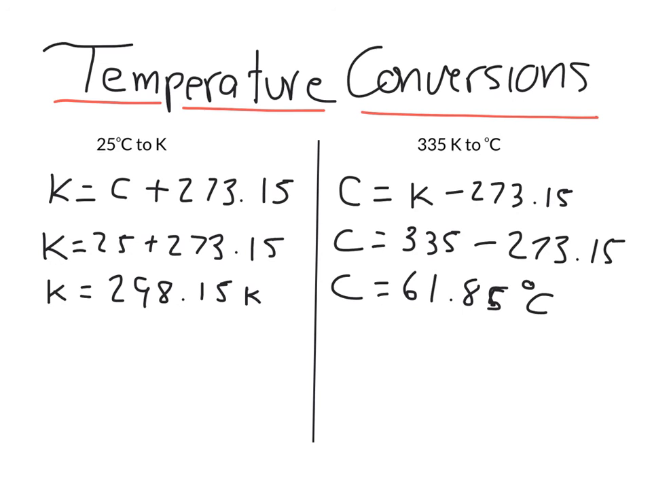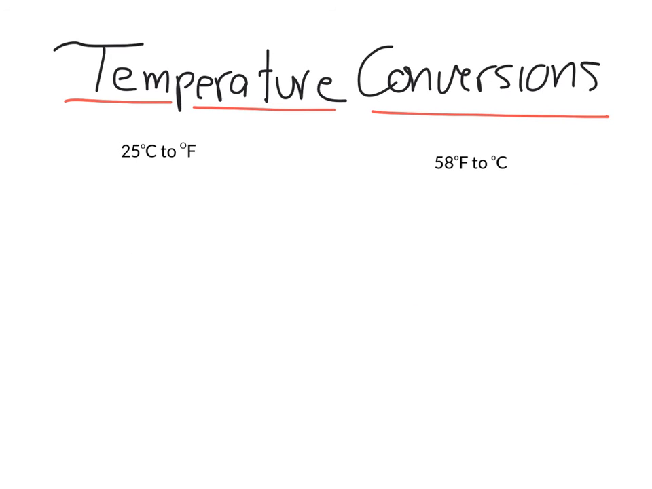Okay, now let's move on to the next part. That is going from Fahrenheit to Celsius and Celsius to Fahrenheit. It's going from 25 degrees Celsius again, but now to degrees Fahrenheit, and going from 58 degrees Fahrenheit to degrees Celsius. So for the first one, you only have to do this.